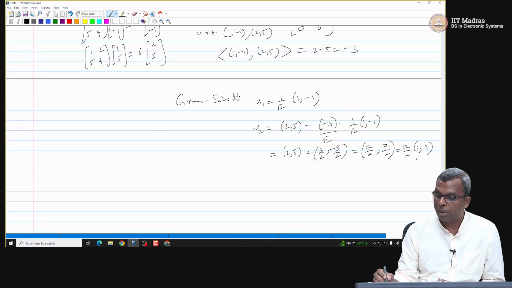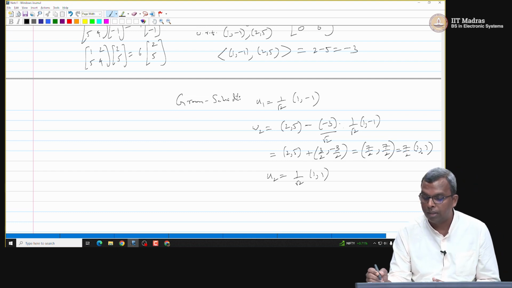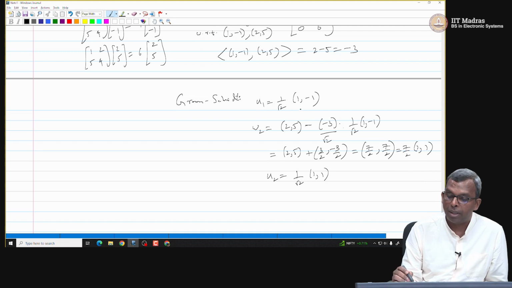So, now you can normalize, it is very easy to normalize this. So, you will just get 1 by root 2 times 1 comma 1. Okay. So, this is very nice. So, the orthonormal basis with respect to this became 1 comma minus 1 and 1 comma 1, of course, normalized with root 2 and root 2.